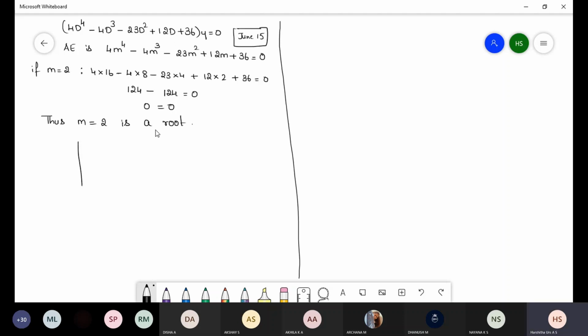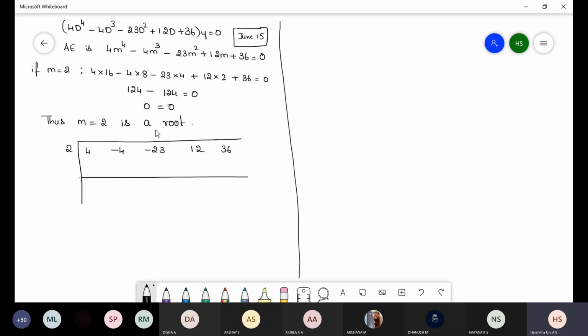So here use the synthetic division. Everything is there: powers 4, 3, 2, 1, 0. So m power 0 has value 1. I write here the first root, that is 2. Here the coefficients: m power 4 coefficient is 4, m cube coefficient is minus 4 with sign, m square is minus 23, m is 12, constant value is 36.